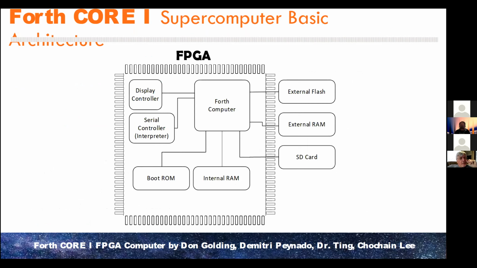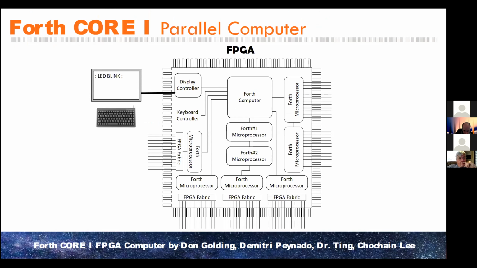So here's an example of where you're going to use external flash and external RAM and an SD card, for example. You can have a display controller written in SystemVerilog, the serial controller, which we already have written, the Forth computer, the boot ROM, and the internal RAM. You can also tie to external memory and SD cards and other peripherals, because this will be an excellent embedded systems engine as well.